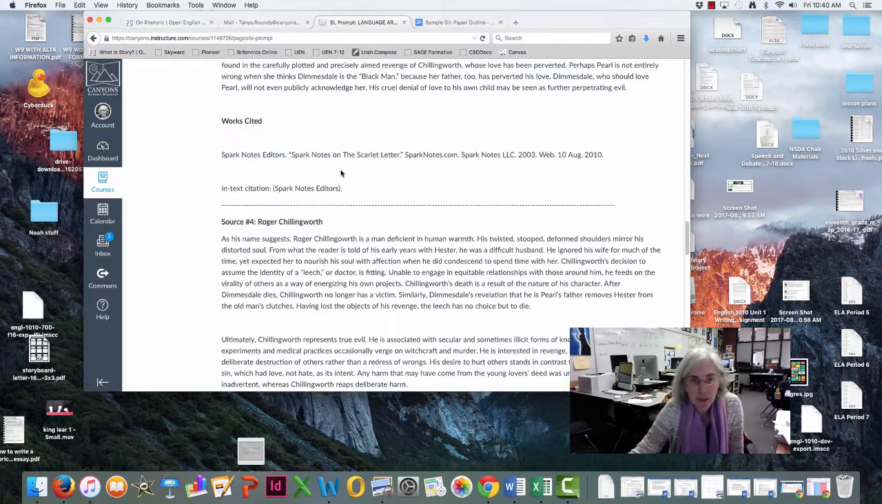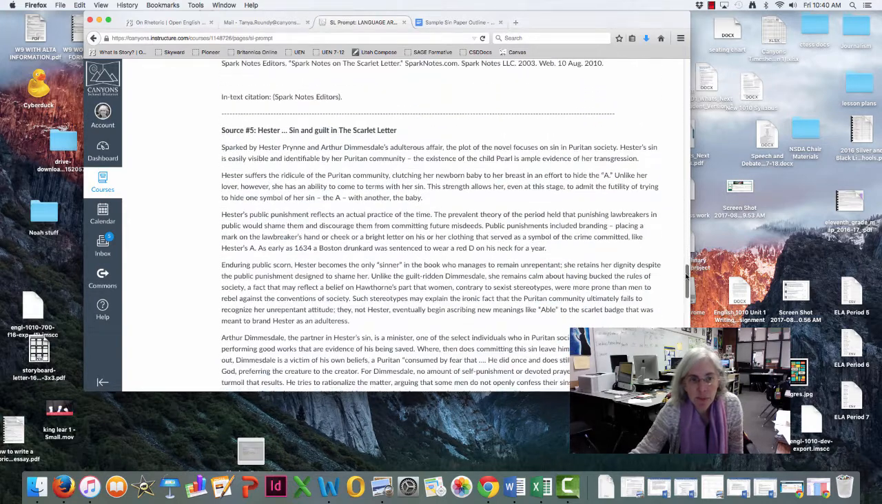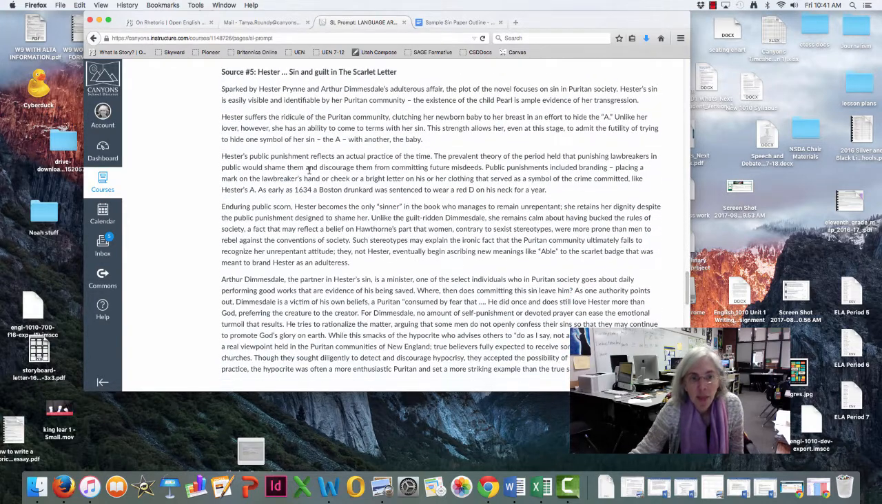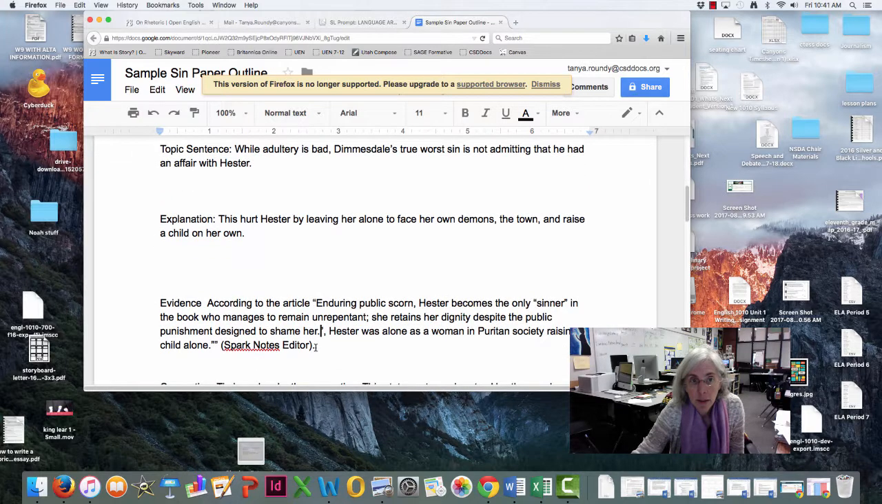Enduring public scorn, Hester becomes the only sinner in the book who manages to remain unrepentant. She retains her dignity despite the public desire to shame her. And then I can say Hester was alone in the period of society, raising a child alone, which also causes some problems here, which supports this idea as well.